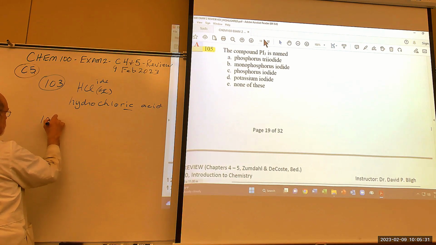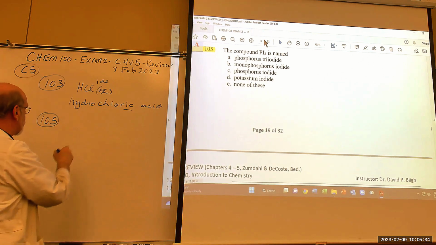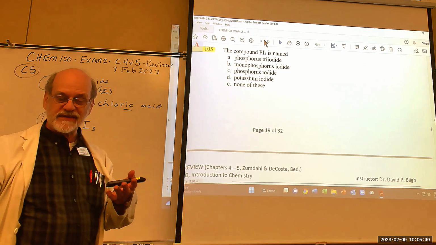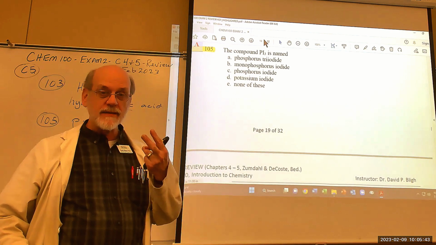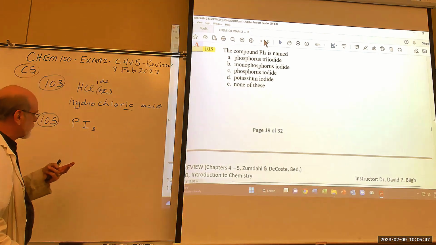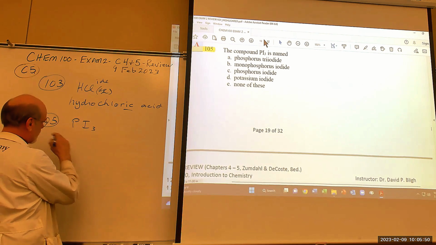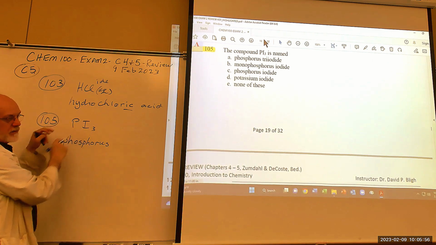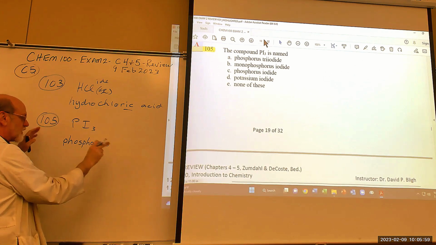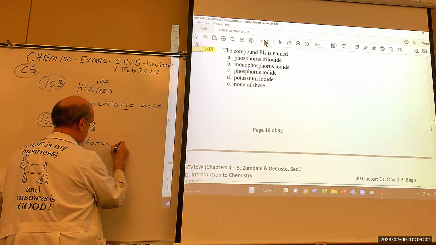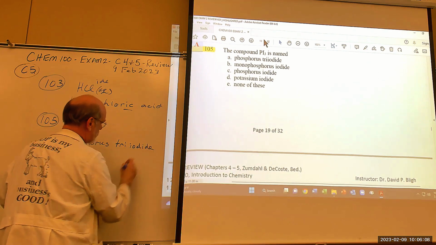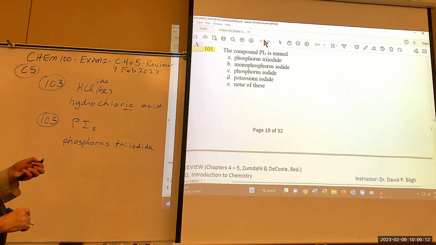105. How do we name this compound? Well, first of all, what type is it? It's 2 nonmetals. It's a type 3 compound. So we just say how many there are. This is phosphorus. Okay. And we never say mono for the first one. So it's just phosphorus, triiodide. Right there.